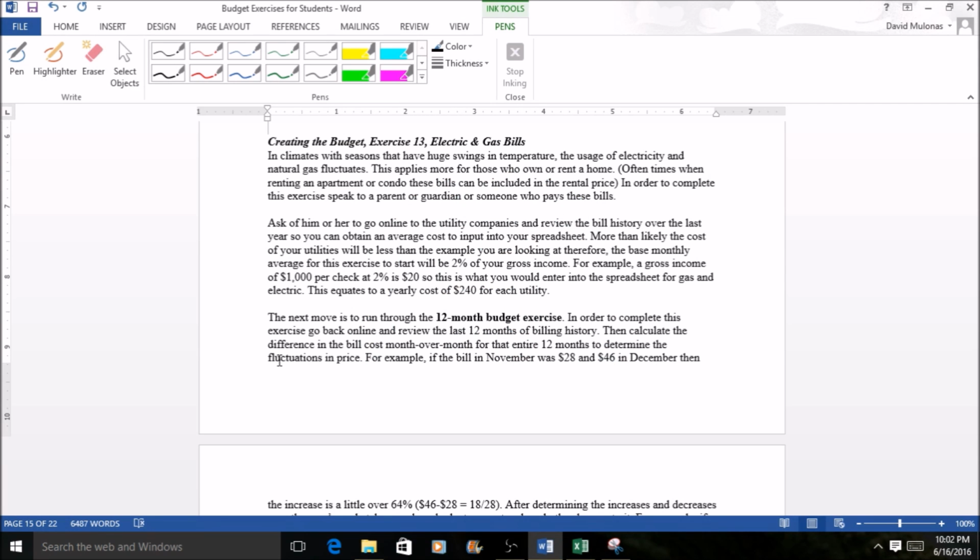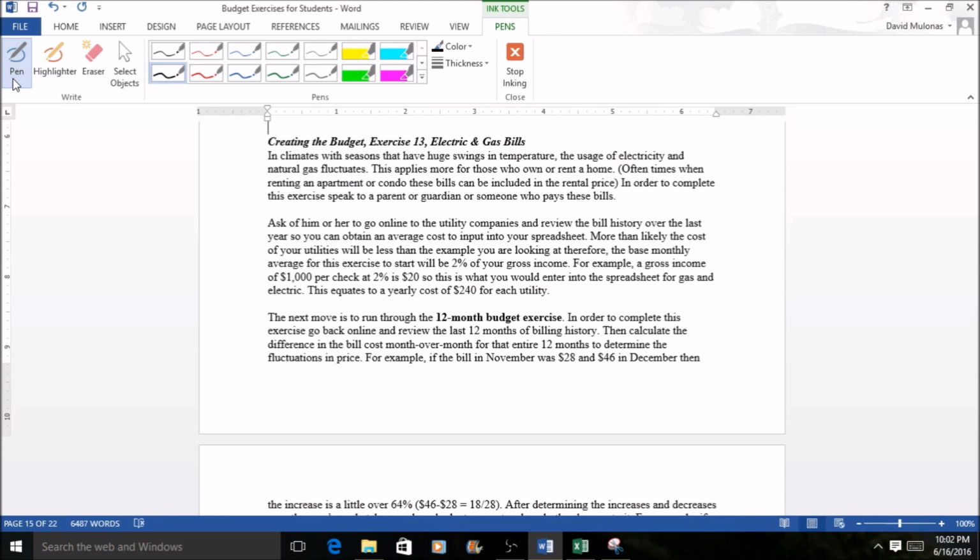We just finished up with exercise 12, which was the cable/satellite and internet bills. Now we're going to get into electric and gas bills, where they're a little different because these amounts are fluctuating costs. So we need to get these variable pieces of data and turn them into fixed amounts in our budget.